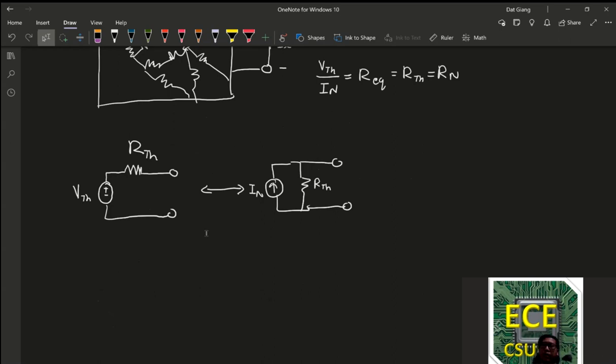Now, there are also other equivalent circuits, in the case that we have.